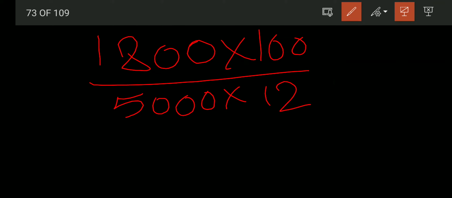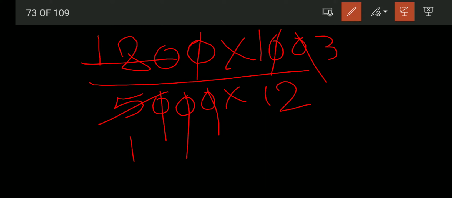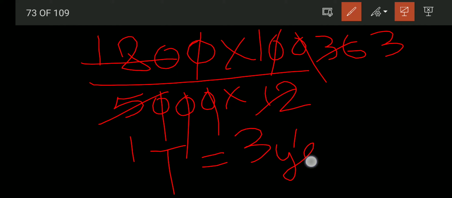Now, let us do the example. SI is 1,800 into 100 divided by P, which is 5,000, into 12, the rate of interest. The zeros get cancelled. Now, cancel it by 5. 5 ones are 5, 5 threes are 15, 5 sixes are 30. 12 ones are 12, 12 threes are 36. So, we are finding time. It means this is 3 years. So, how much time did it take? It took 3 years.